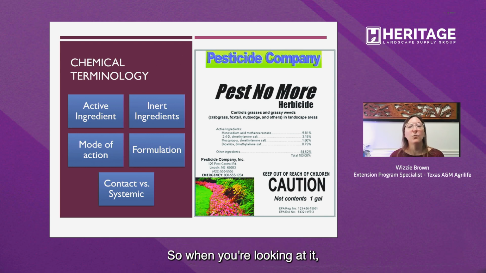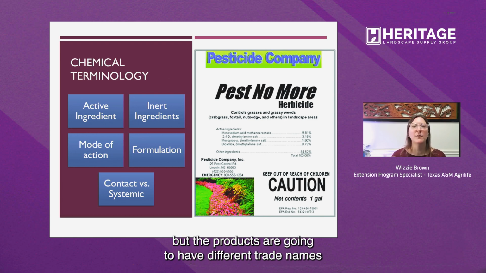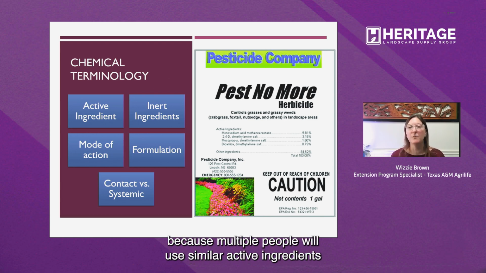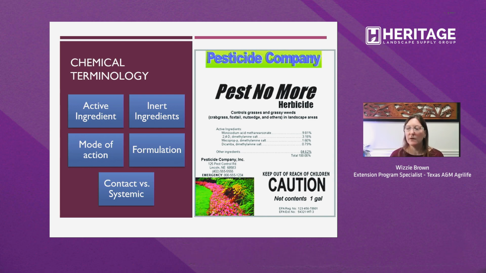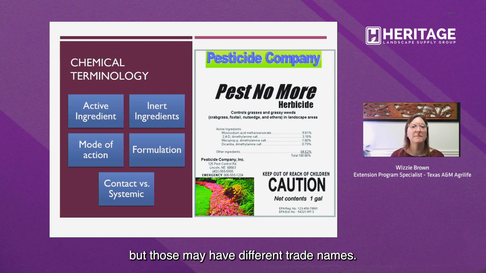So when you're looking at it, just know the active ingredient may be repeated, but the products are going to have different trade names because multiple people will use similar active ingredients like bifenthrin or lambda-cyhalothrin or carbaryl or malathion or different things like that. So those are all active ingredients, but those may have different trade names.